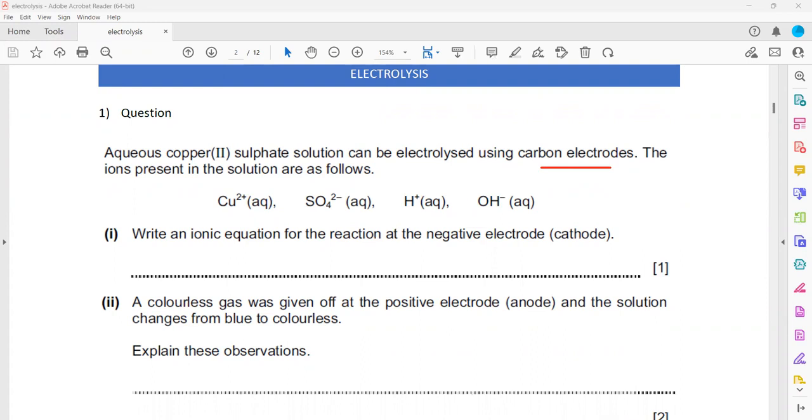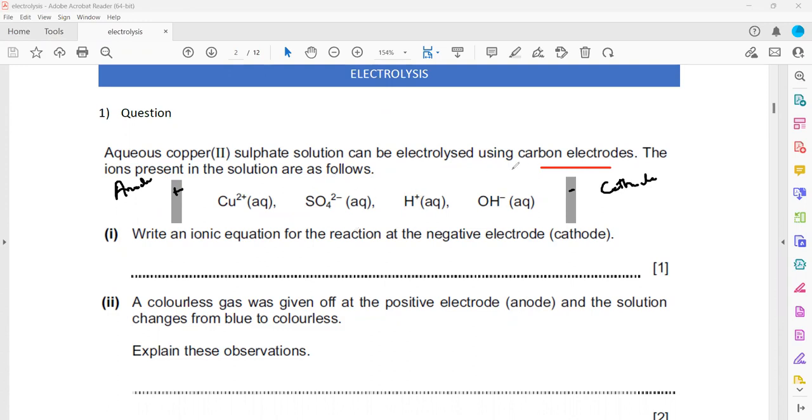So if you are doing electrolysis of aqueous copper(II) sulfate using the carbon electrode, it means the anode is made up of carbon, the cathode is made up of carbon as well, and the solution contains these ions. The one connected with the positive terminal is the anode, and the one connected with the negative terminal is the cathode.